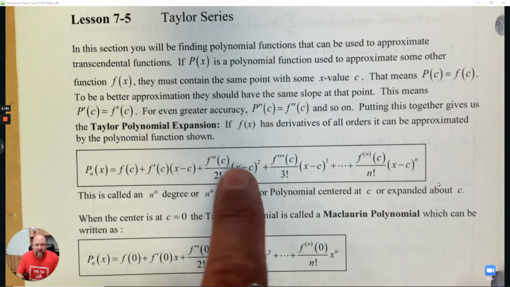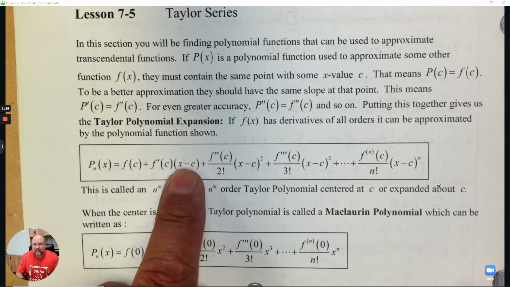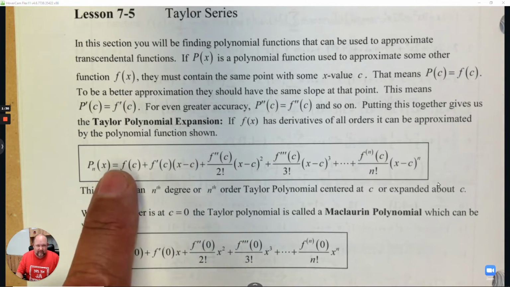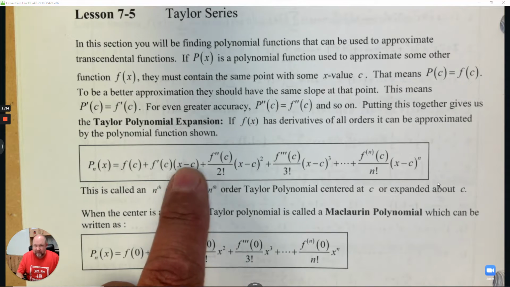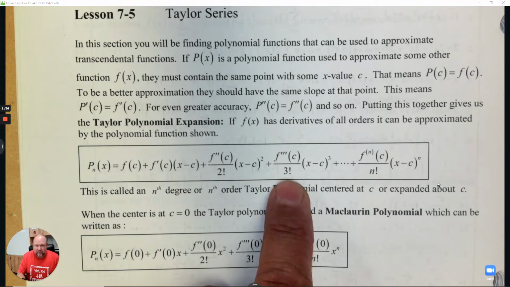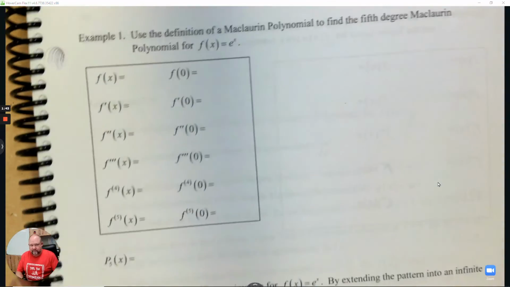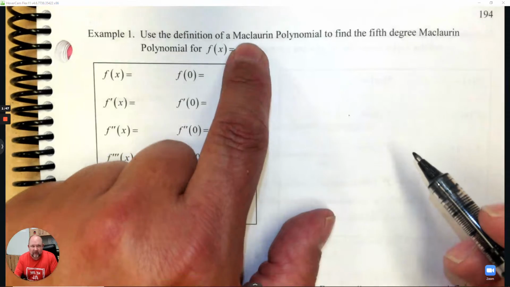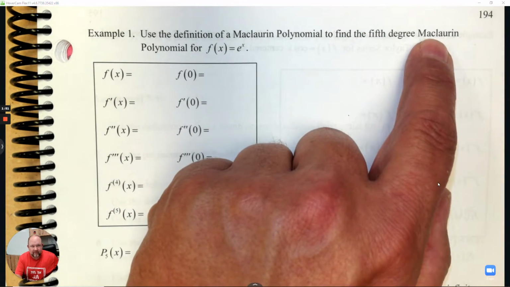We need to memorize this right here. So we start with the point, the derivative at the point times x minus c, the second derivative at that point. So the y value of the point, the derivative there, x minus c. And there's a pattern with the factorial that the more we practice, we'll see it. So we're going to use the definition of a Maclaurin polynomial to find the fifth degree.